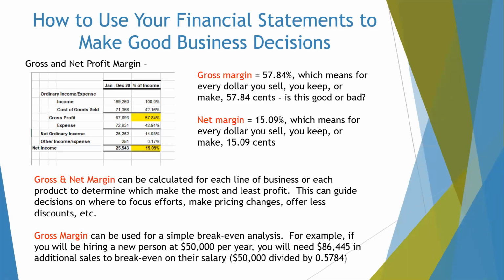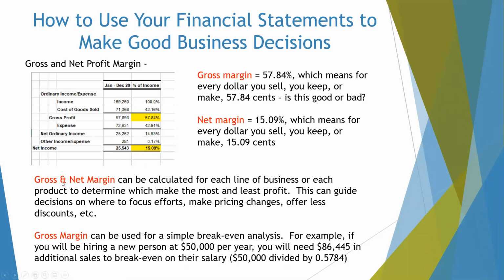Now your net margin is basically the bottom line net as a percent of your total sales. This means for every dollar you sell, you keep or make 15.09 cents. And again, we don't know if this is good or bad. We need to look at history as well as industry peers.